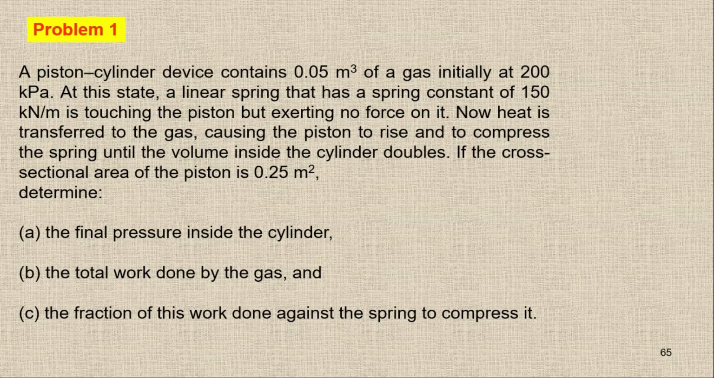The cross section area of the piston is given, which is 0.25 meter square, and you have to find the final pressure inside the cylinder, the total work done by the gas, and the fraction of this work done against the spring to compress it.